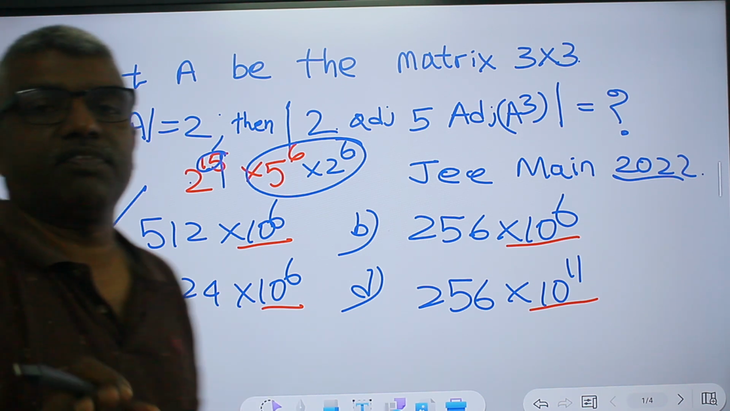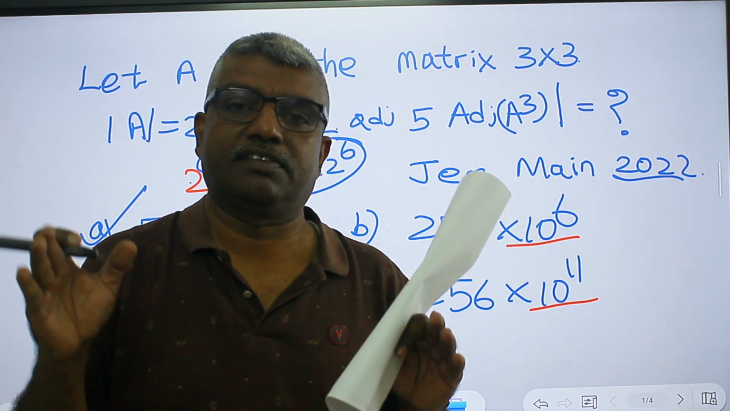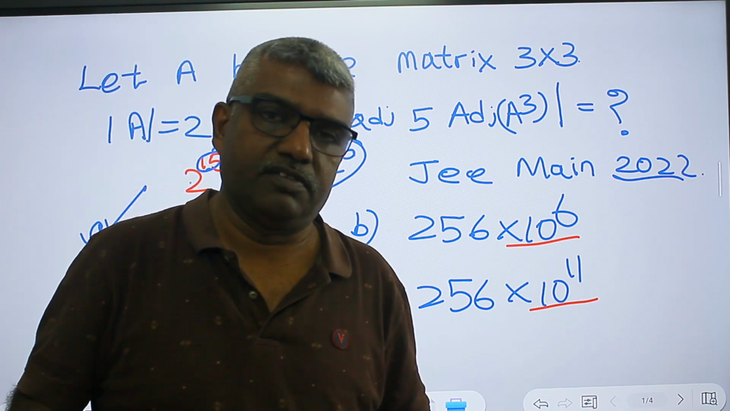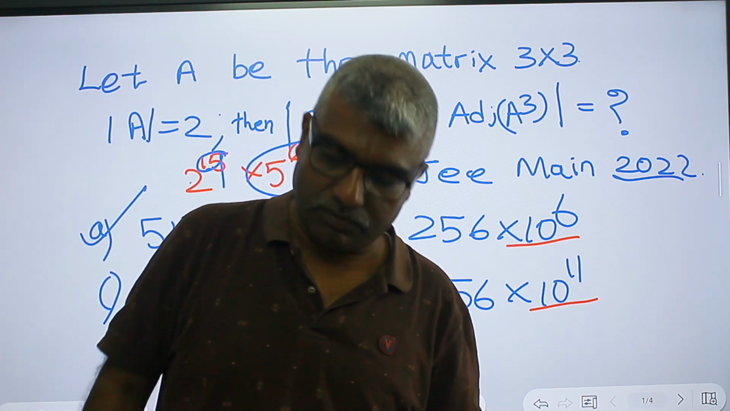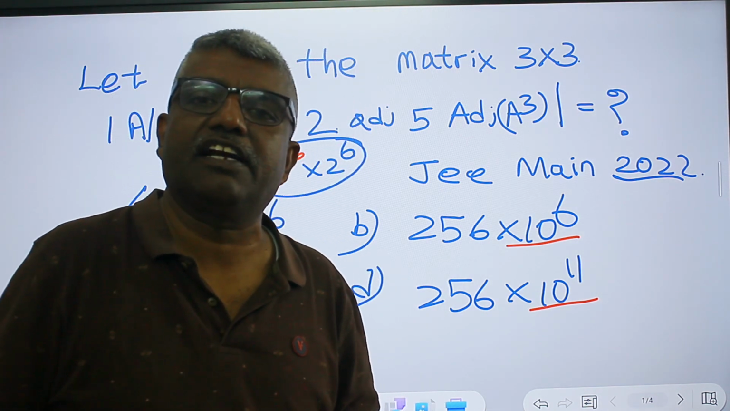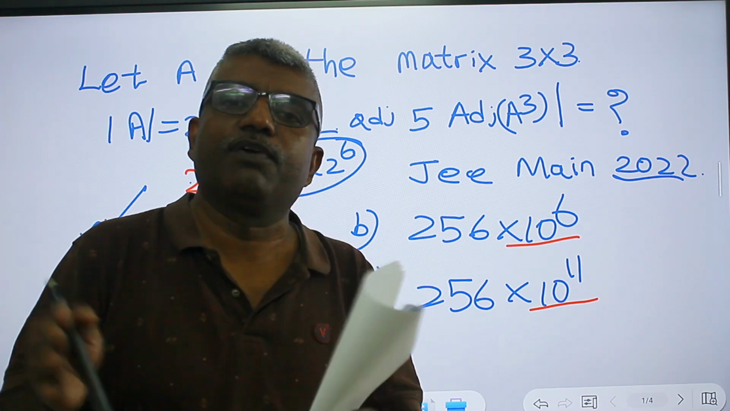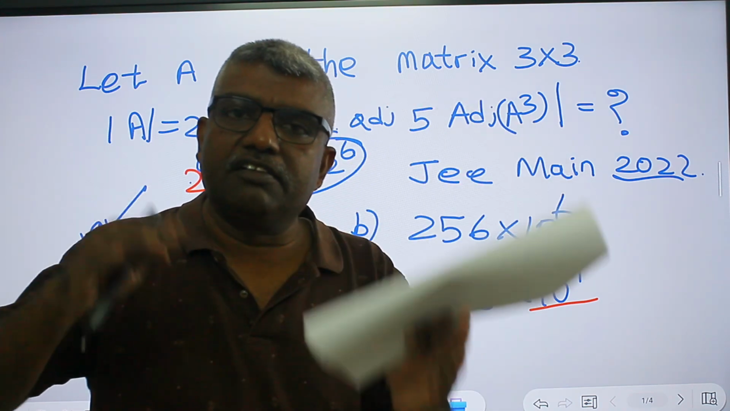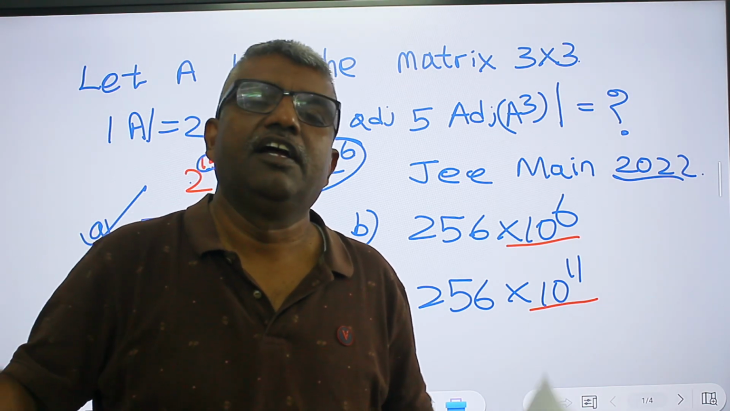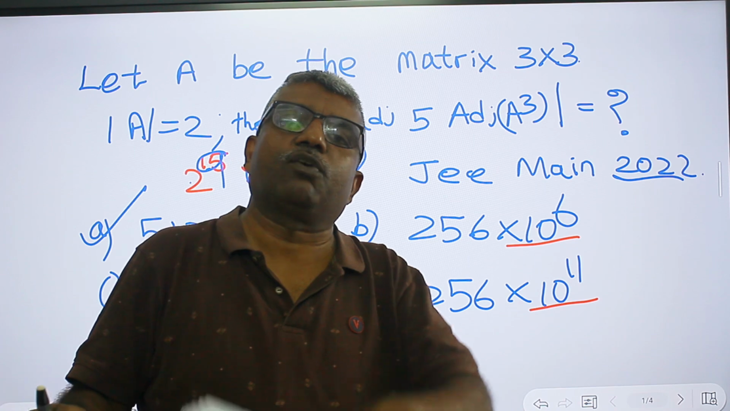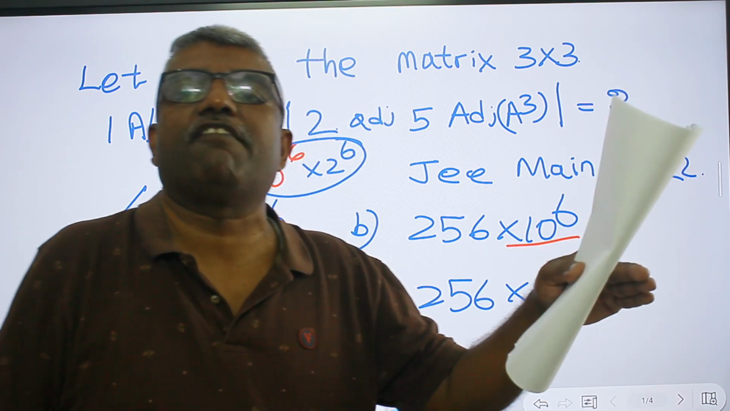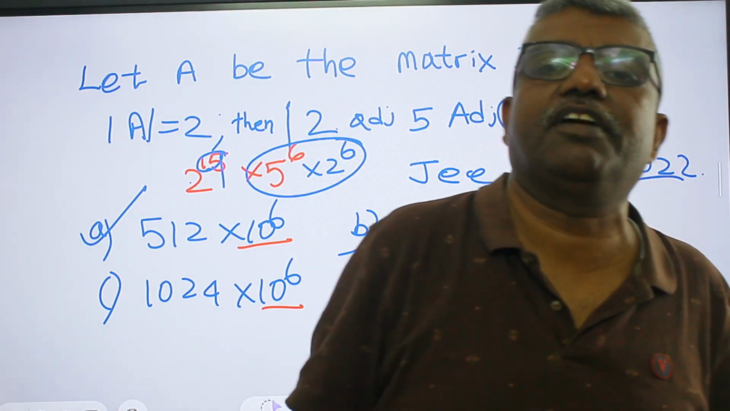Okay. If you take any scalar quantity out of an adjoint, you have to take it out as scalar power n minus 1, where n is the order of the matrix. If you want to take an adjoint out from an adjoint, adjoint of adjoint A will be A square. If you want to take any scalar quantity out of the determinant, it will be the scalar to the power n, where n is the order of the matrix.